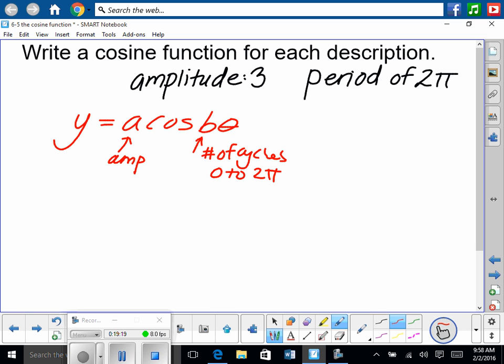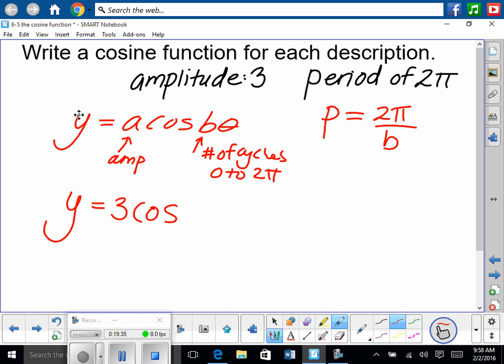So we have y is equal to, the amplitude's 3, so that's easy. 3 cosine. Now the b theta. Well, we have no idea what b is, but we do know our period's 2 pi. So remember, there's a formula for period. Period is equal to 2 pi over b, right? Yep. Well, in this one, aren't we given the period? Yep. So let's put it in where it goes. So it'll be 2 pi, because we were given the period, is equal to 2 pi over b.